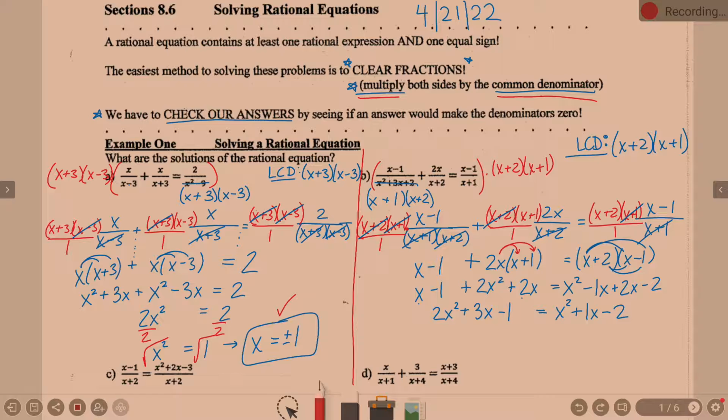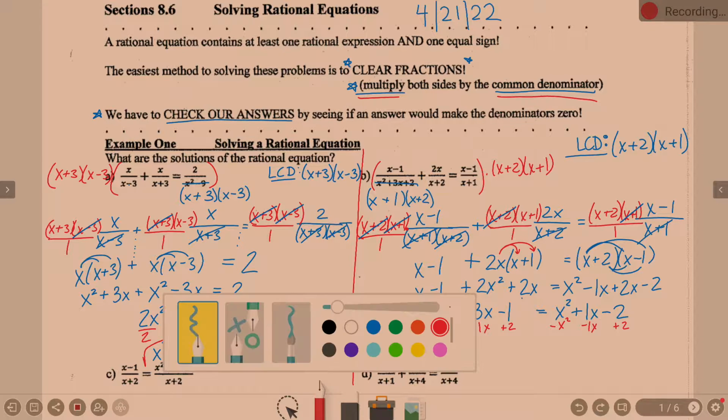I like to keep a positive x squared. So I'm going to take everything on the right and move it to the left. So to move a positive x squared, I'm going to subtract x squared over. To move a plus 1x, I'm going to subtract 1x. And to move a minus 2, I'm going to add 2. I know I wrote that in small, but I'm just trying to show the steps there.